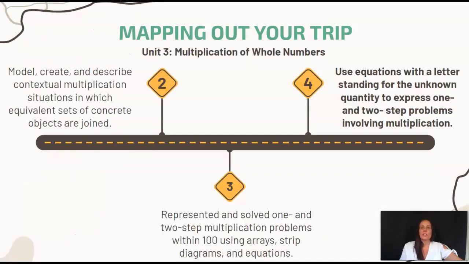Last but not least is third unit, multiplication of whole numbers. First, let's have a look at what they've already seen and where they're going. In second grade, they got to model and create contextual multiplication situations in which equivalent sets of concrete objects are joined. Then they represented 1-step and 2-step problems, multiplication problems, within 100 using arrays, strip diagrams, and equations in third grade. And now in fourth grade, they're going to use those equations with a letter standing for an unknown quantity to express 1- and 2-step problems involving multiplication.